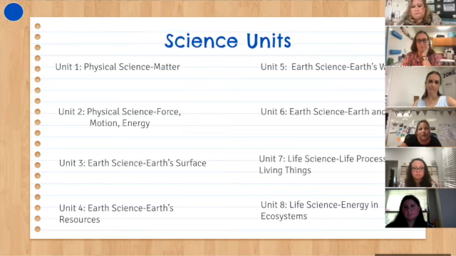So we have our matter unit. We will have force, motion, and energy. Then we move into the Earth's surface and the Earth's resources, the Earth's weather, and then Unit 6, which is a favorite of all the kiddos. It's the Earth and Moon, because they all love this type of stuff with space. And then the life science, and then energy and the ecosystem.